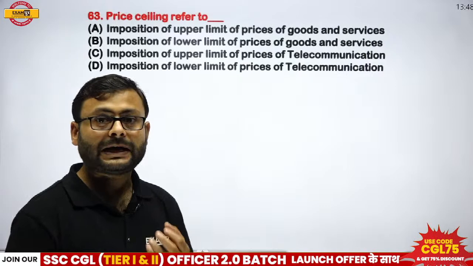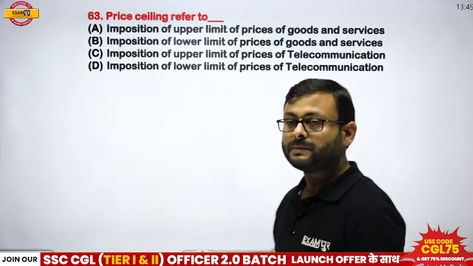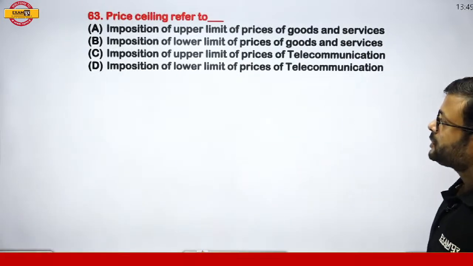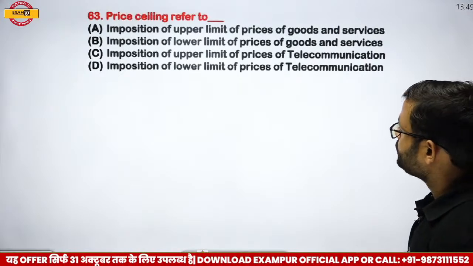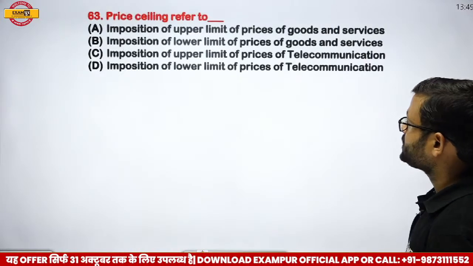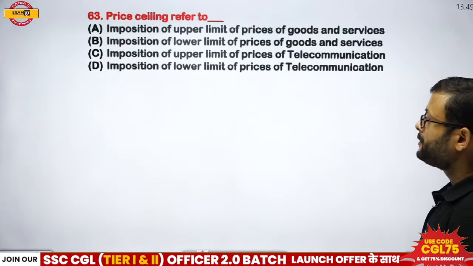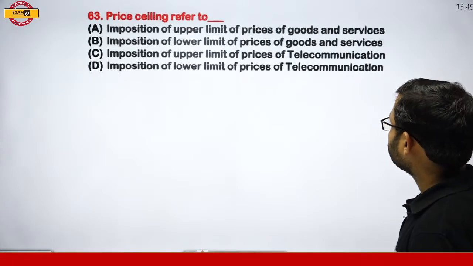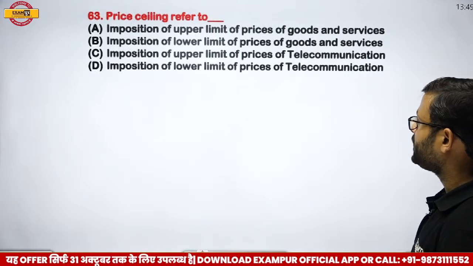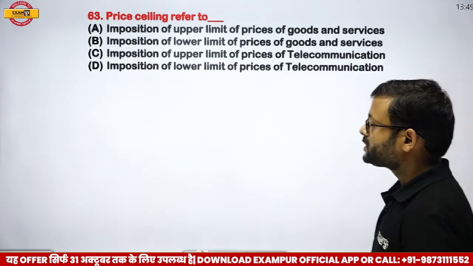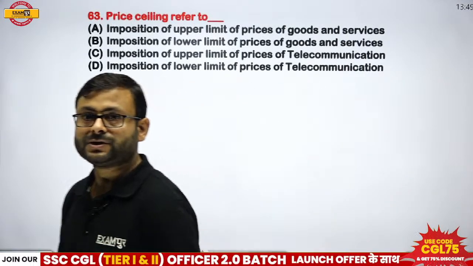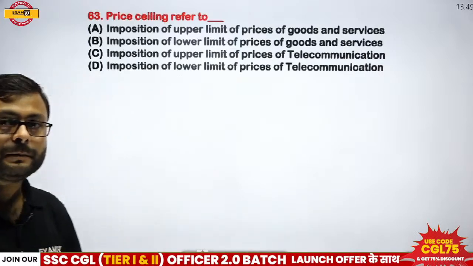Okay. Now let's move to the next question. What do you understand by price ceiling? The first option is imposition of an upper limit on prices of goods and services, imposition of a lower limit on prices of goods and services, imposition of an upper limit on the price of telecommunication, imposition of a lower limit on the price of telecommunication. So what should be the correct answer for this question? What do you mean by price ceiling?